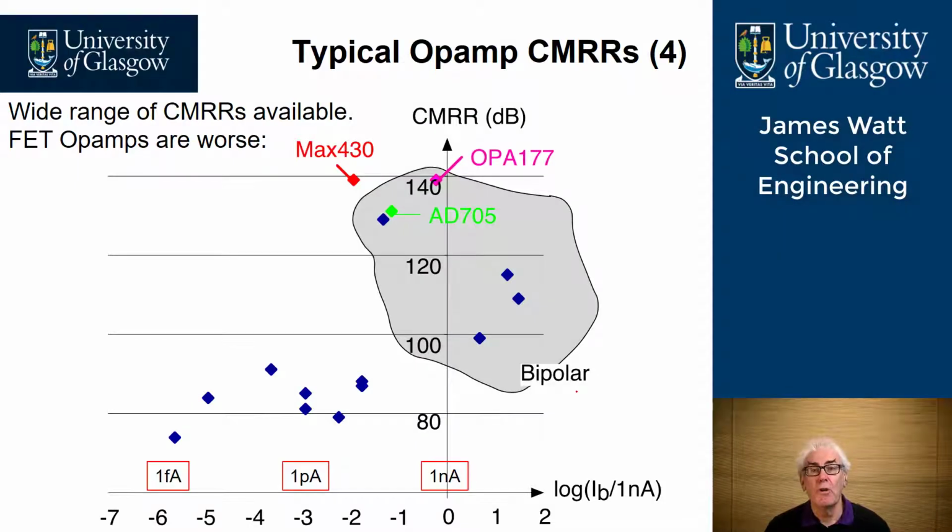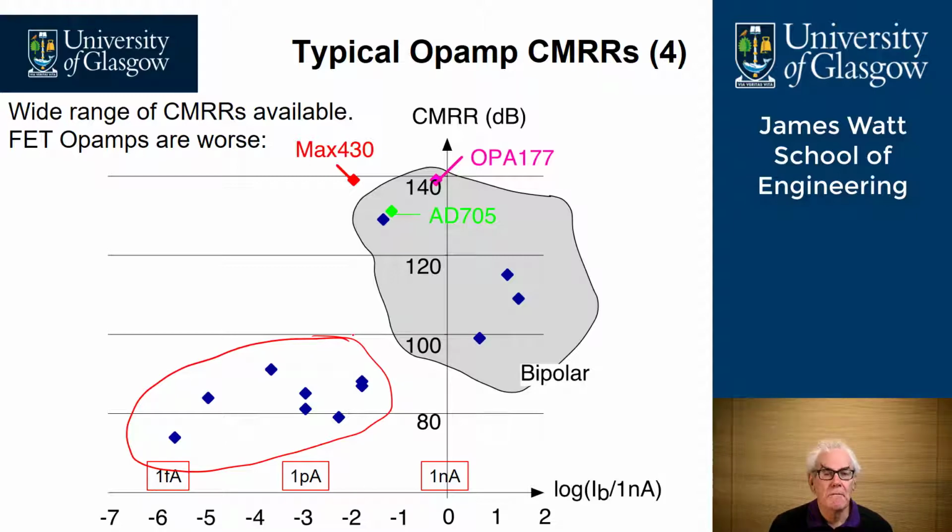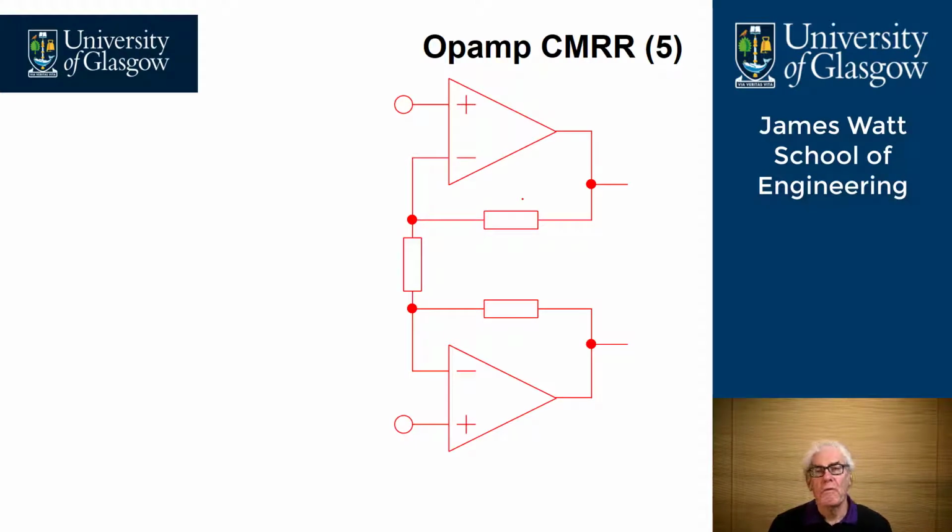If we look at some typical op-amp common mode rejection ratios, we can see that down here, most of these amplifiers are FET op-amps, whereas the ones with better performance are bipolar op-amps. These are all plotted against a log scale of bias current divided by 1 nanoamp, in other words, with reference to 1 nanoamp. Let's look at the impact of common mode rejection ratio on the performance of the input stage of our instrumentation amplifier.